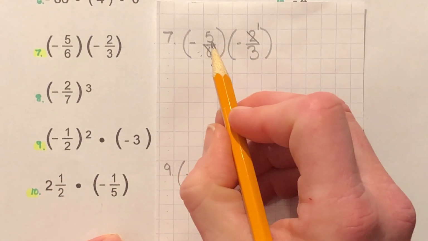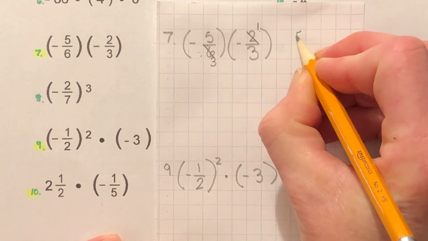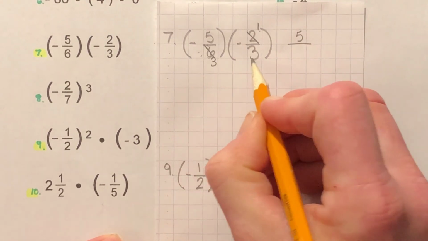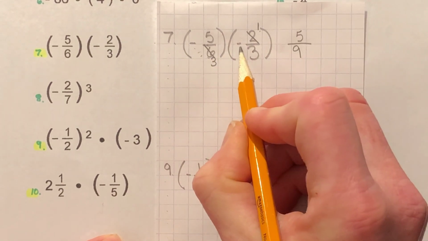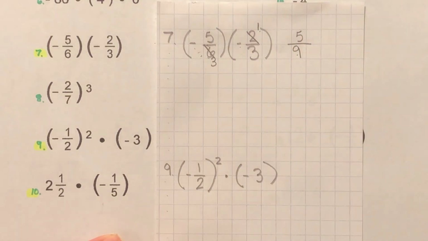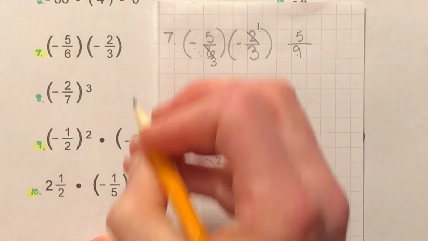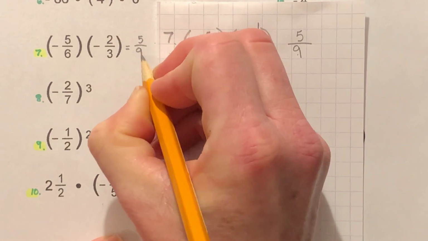So now I have 5 times 1, which is 5, and 3 times 3, which is 9. I have a negative times a negative, so that becomes positive. That was actually a lot easier than I thought. So 5/9. Number 7 is 5/9.